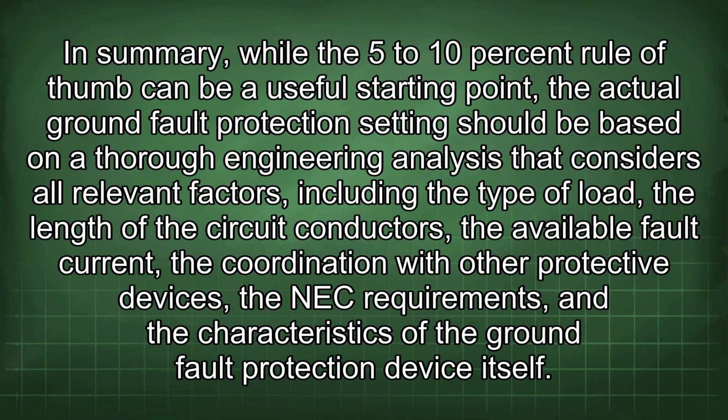In summary, while the 5 to 10% rule of thumb can be a useful starting point, the actual ground fault protection setting should be based on a thorough engineering analysis that considers all relevant factors, including the type of load, the length of the circuit conductors, the available fault current, the coordination with other protective devices, the NEC requirements, and the characteristics of the ground fault protection device itself.